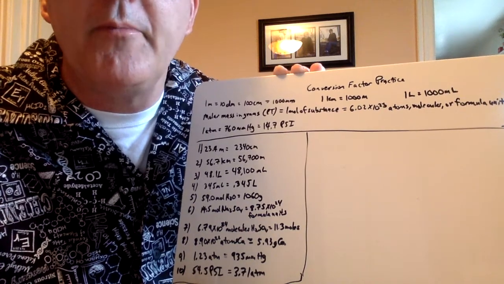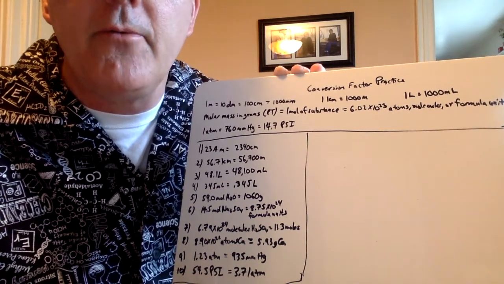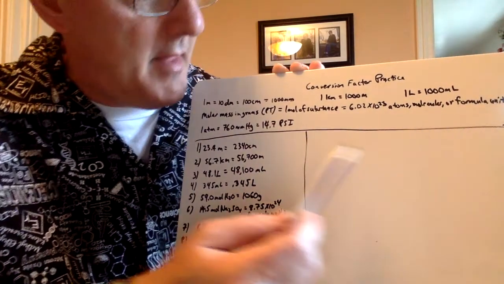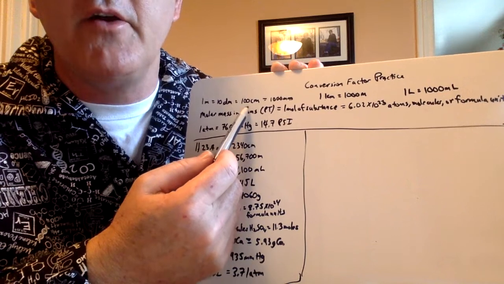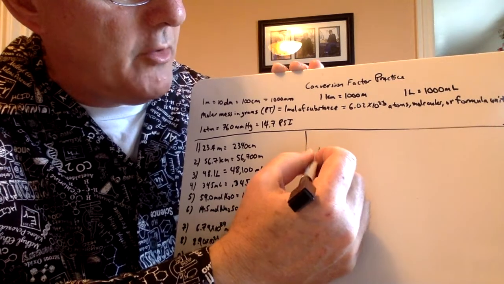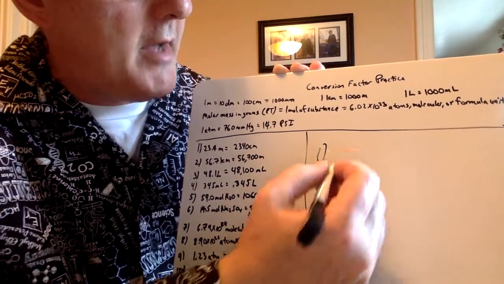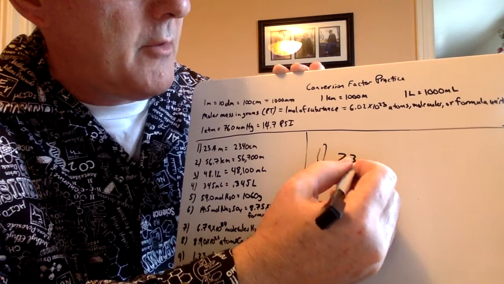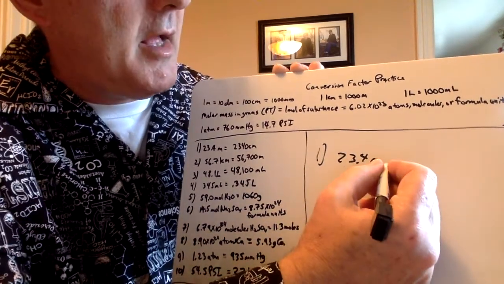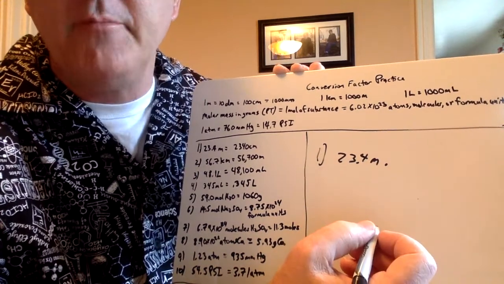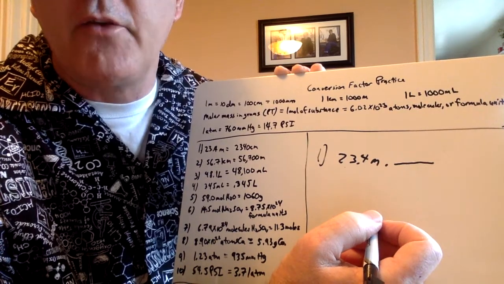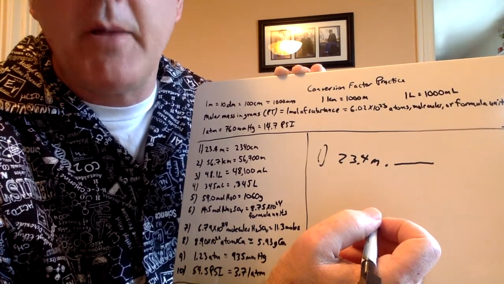So first problem, it says to convert 23.4 meters to centimeters. Up here we see that 1 meter is 100 centimeters. What we're going to do here, and we should always do this first, is write down what was given, and that was 23.4 meters. Draw your multiplication sign, draw your line, and then ask yourself, okay, now what are we going to put on top and on bottom?